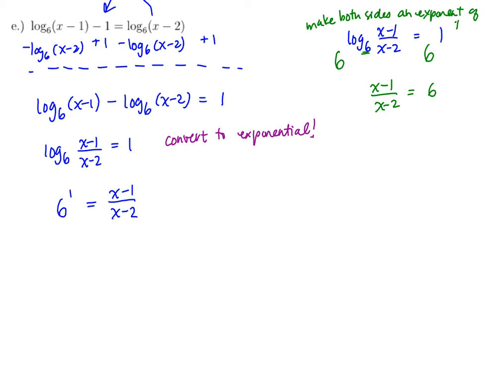Of the base, whatever the base is that's given, sometimes 6, sometimes e, maybe 10, who knows, and then solve from there. So we have 6 equals x minus 1 over x minus 2. Multiply both sides by x minus 2: 6 times x minus 2 equals x minus 1, which means that 6x minus 12 equals x minus 1, so 5x equals 11, so x equals 11/5.